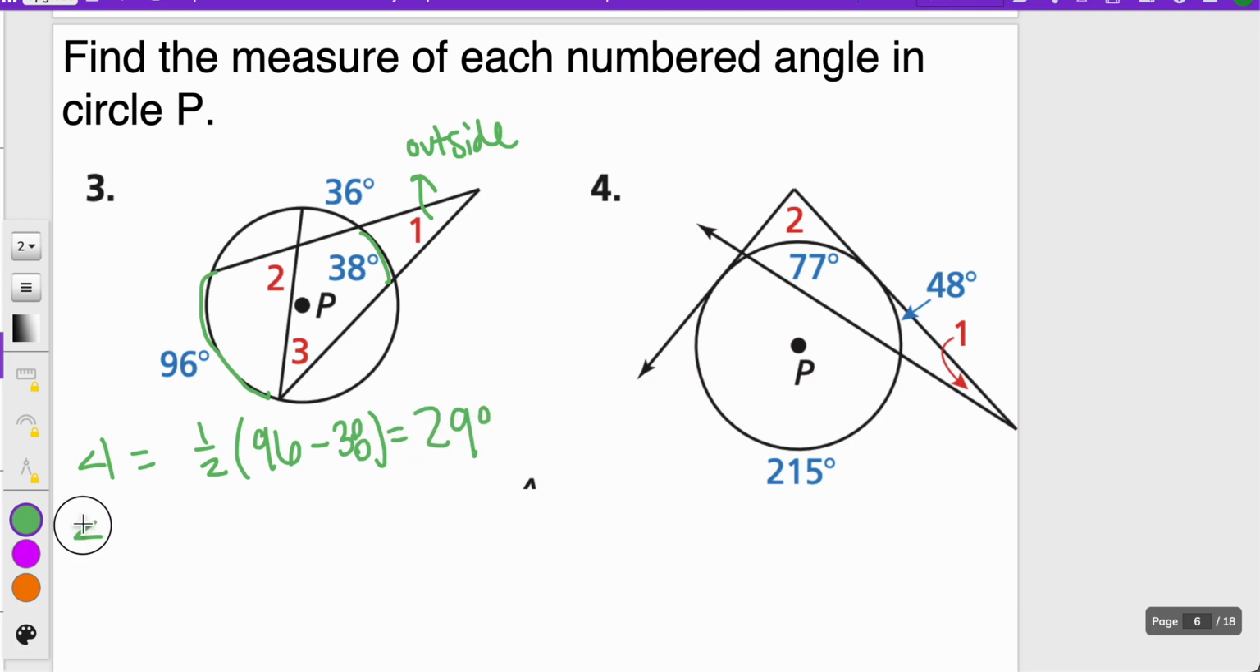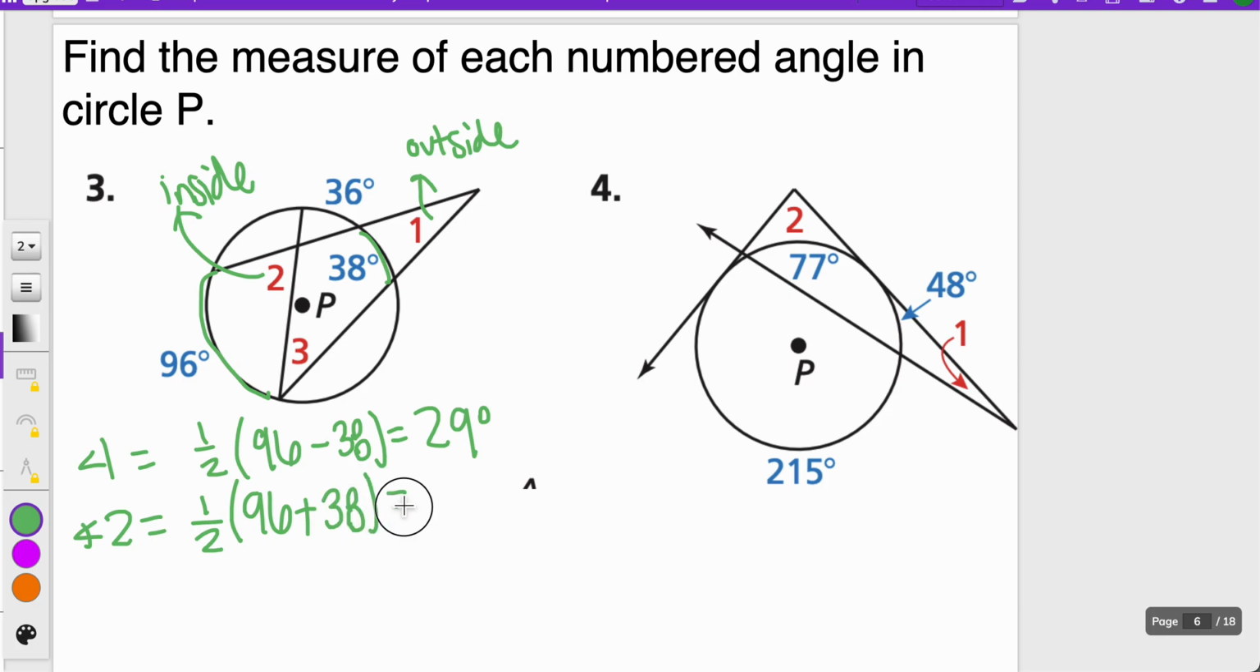Okay. Angle number 2 is inside the circle, but notice it's not a center angle. So for angle number 2, we're just going to add those intercepting arcs and take 1/2 of them. So 96 plus 38, and then divide by 2, we get 66 degrees.